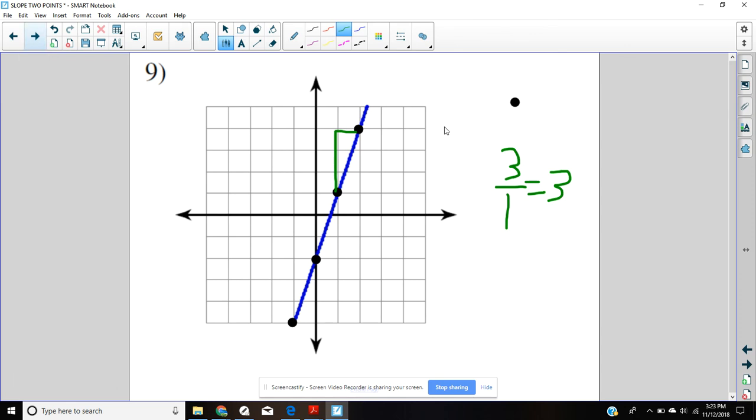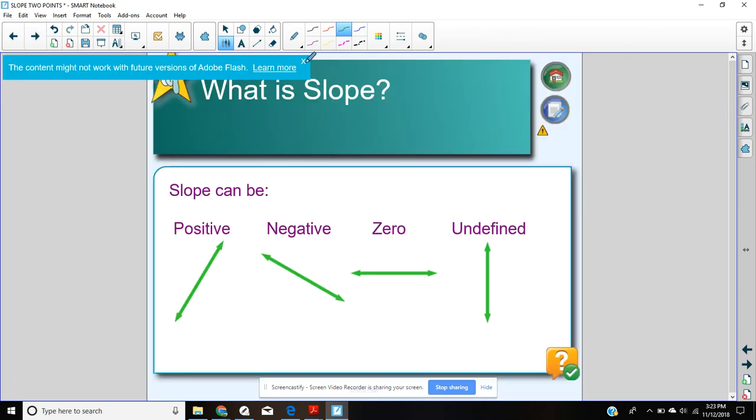Last but not least, we have the types of slope that you can have. Today we just discussed the following 2. A positive slope goes from bottom left to top right, and our negative slope goes from top left to bottom right. Tomorrow we will work on the other types of slopes, as in 0 and undefined.